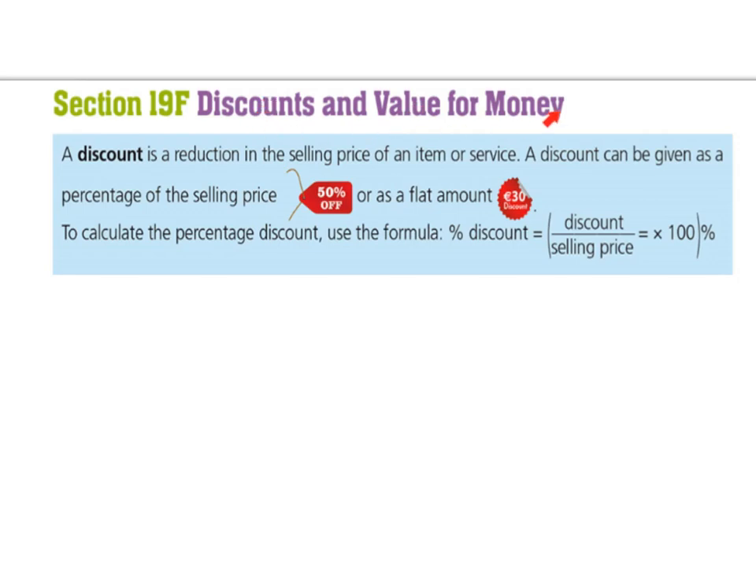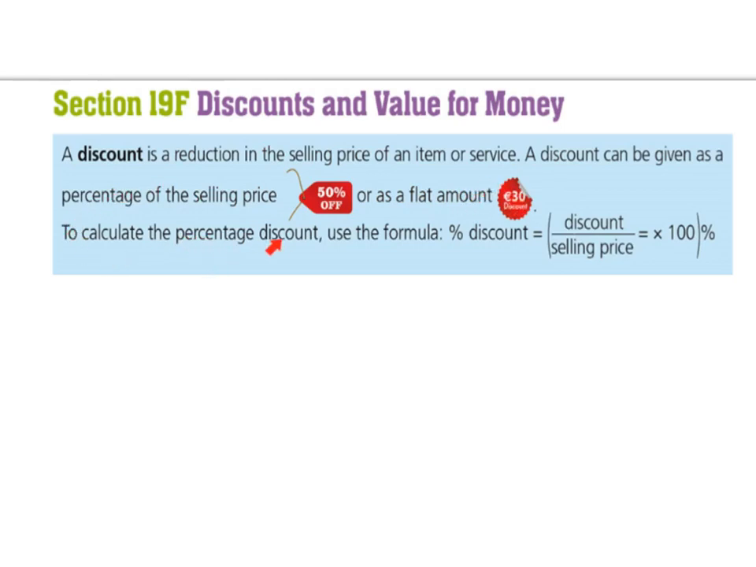Discounts and value for money. A discount is a reduction in the selling price of an item or service. A discount can be given as a percentage of the selling price, so 50% off, for example, or as a flat amount, €30 discount, for example.